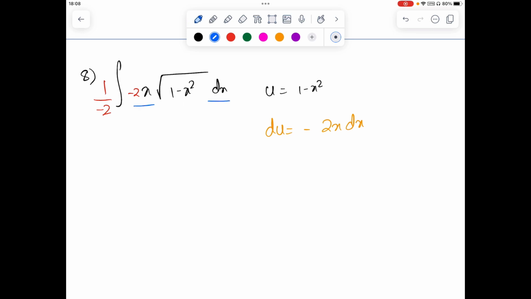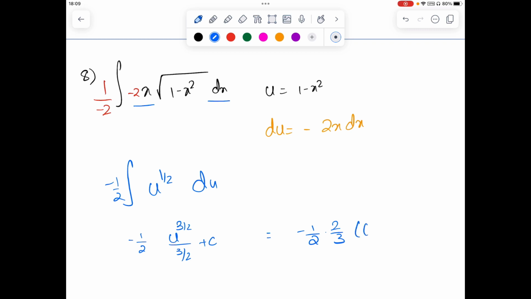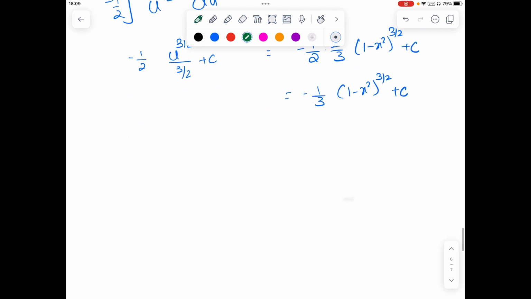So that minus 2x dx will become du, and this becomes u power 1 upon 2. The integral of u power 1 upon 2 is u power 3 upon 2 upon 3 upon 2 plus c. So it is negative 1 upon 2 times 2 upon 3, u power 3 upon 2. u is 1 minus x square, whole power 3 upon 2, plus c. So it is negative 1 upon 3, 1 minus x square whole power 3 upon 2 plus c. That's question number 8.